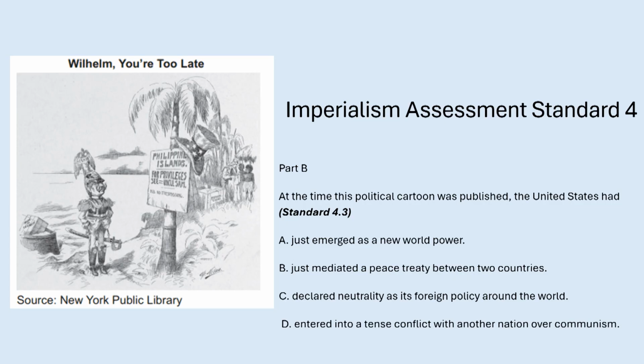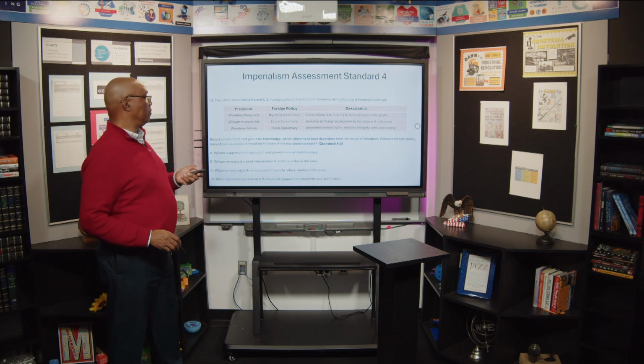had A, just emerged as a new world power, just mediated peace between two countries, declared neutrality? Nope. The best answer, Spanish-American War just over, United States of America becomes a world power.